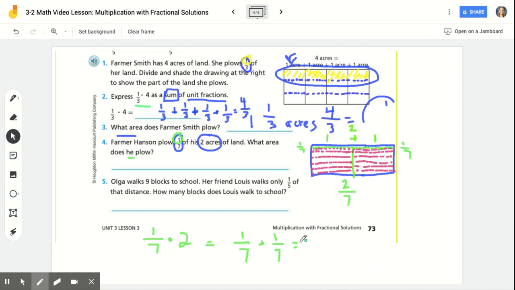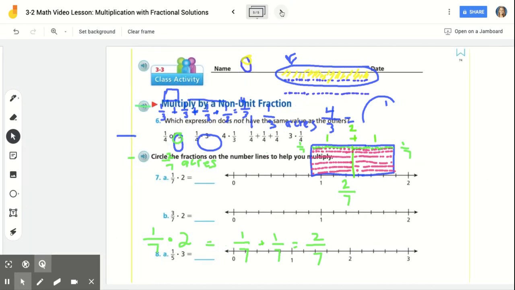And when I add across, 1 plus 1 is 2, and 7 stays the same: 2/7. Two different ways of solving, and we got 2/7 acres. 2/7 acres of land is how much Farmer Hanson plowed. All right, and then lastly, I just wanted to quickly preview something with you.